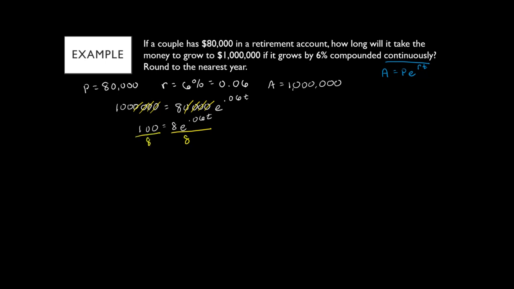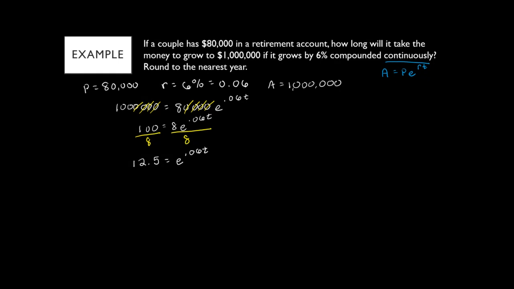And generally, when you have exponential problems, we tend to work with decimals instead of fractions. So this gives us 12.5 equals e to the 0.06t. So your goal is to get that exponential part by itself. So we have the e to the exponent part by itself. And when you get that, then you want to cancel out the e. You want to get your variable out of the exponent.